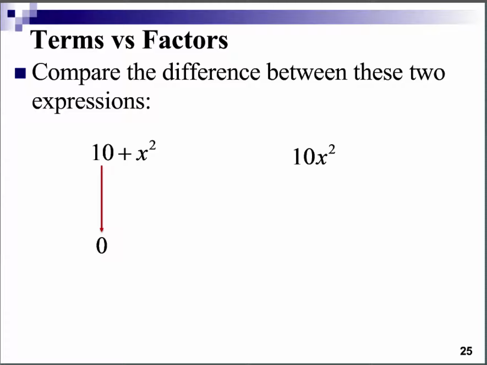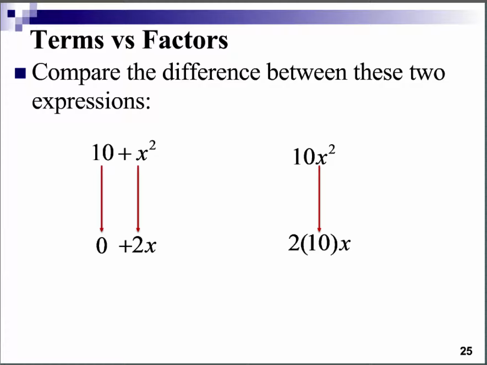Remember, terms are separated with addition and subtraction, and so 10 is its own little piece right here. So this is a constant term. Its derivative is 0. And then when we take the derivative of x squared separately, term by term, in this case we get 2x.